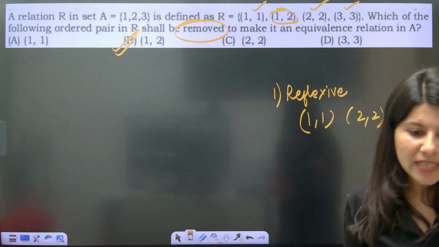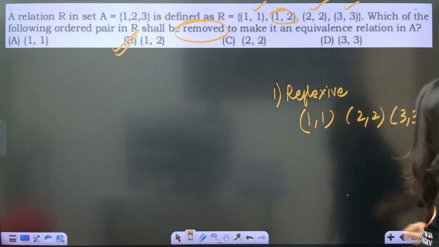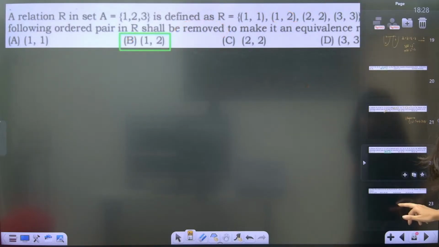Yes. Meaningful, why are you saying (3,3)? Please do not do that. So (1,2) is the correct answer.